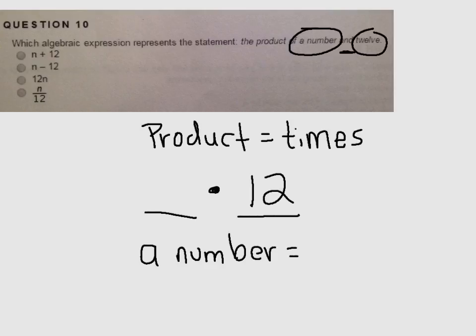And look at your answer choices. They're using the letter n on this one. So we'll use the letter n. So my answer here is n times 12, or it could be 12 times n. You could switch them. It doesn't matter. Look at answer choice number 3. There's no dot between the 12 and the n, but when there's nothing there, it does mean multiply. So the answer is this third answer right here.